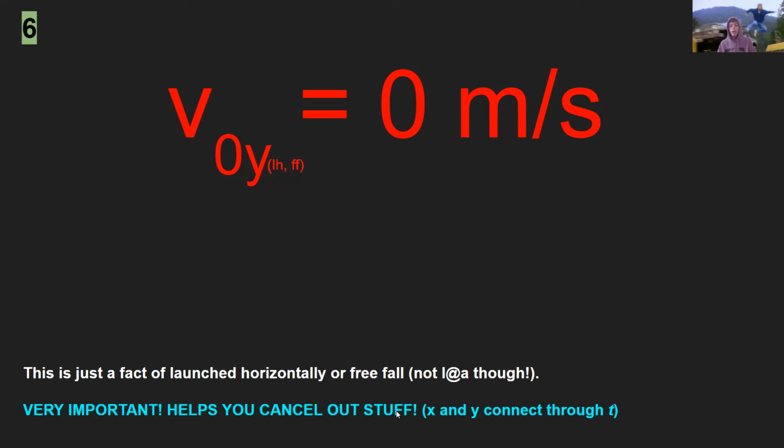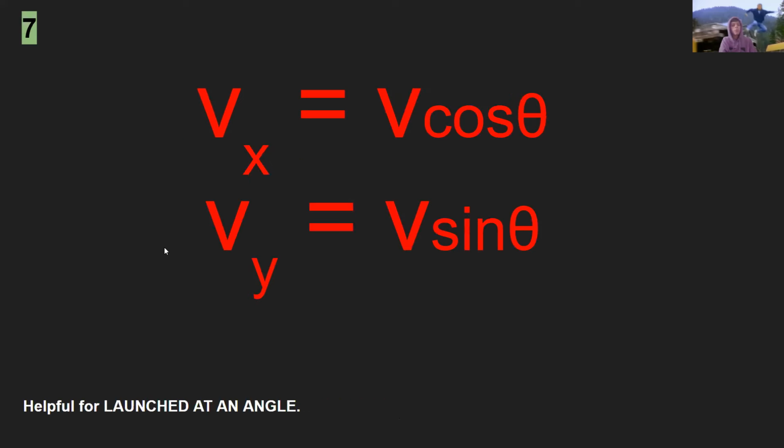Remember that x and y, because the kinematic equations have one, you have to use one for the x and one for the y things, and you can connect them through t. I have a video about that, but that's why this is useful, because you're like, oh, I can cancel that out, so that you eliminate an unknown variable.